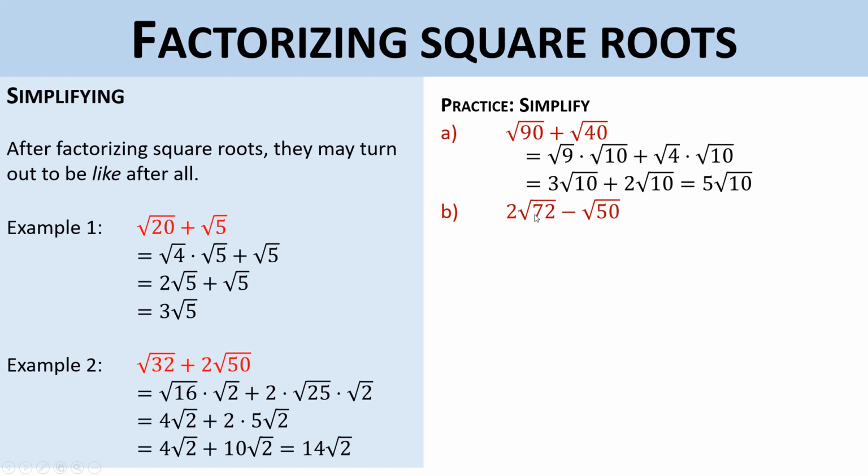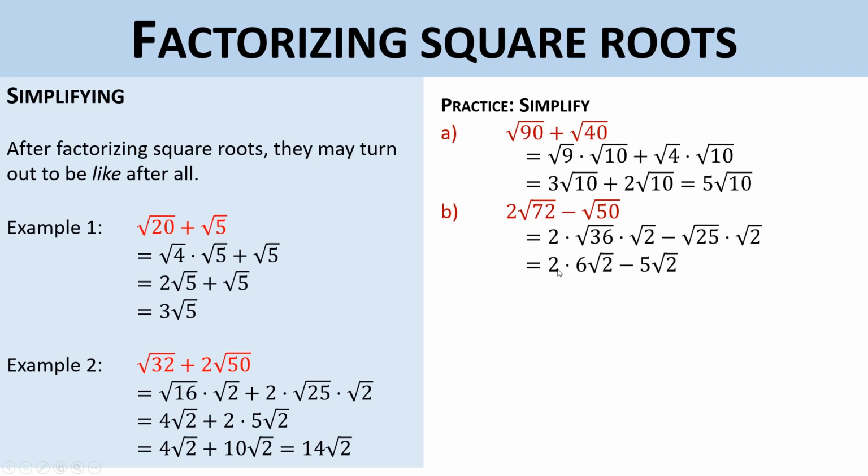And in the last example here, 72 is the same as 36 times 2. 50 is the same as 25 times 2, so we can rewrite this as 2 times square root 36 times square root 2 minus the square root of 25 times the square root of 2. And again, there's 2 square roots here that we can calculate. This becomes 6 and this becomes 5. So 2 times 6 square root 2 minus 5 square root 2.